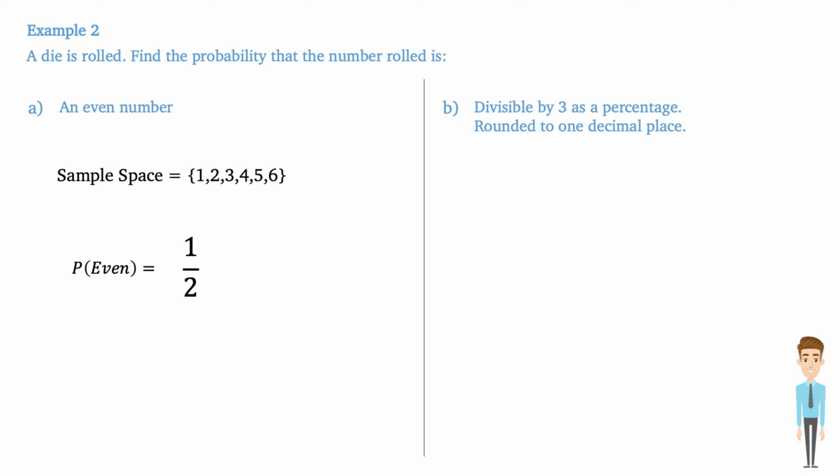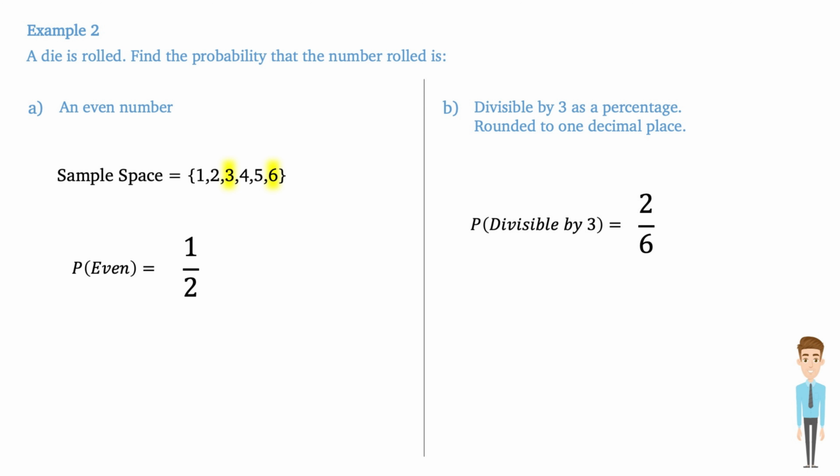In example B, find the probability that the number rolled is divisible by 3 as a percentage. Remember, divisible means can 3 divide into the numbers without any remainders? We set up our fraction, and for the denominator, the total possible outcomes, which is 6. Next, for the numerator, which is the outcomes that are divisible by 3, which are 3 and 6, totaling 2 different outcomes. Now this gives our answer as a fraction.